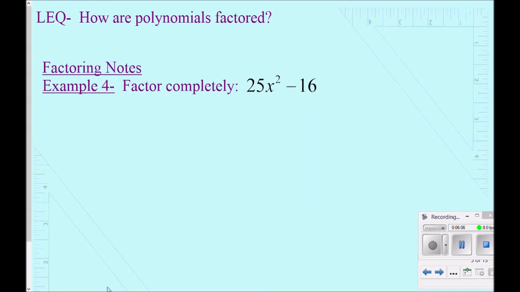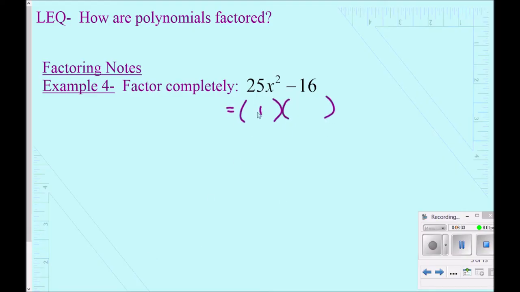Next example. So I check for GCF. I don't see one. I see two terms. So two terms means I don't need a generic rectangle or a diamond, but again, I'm going to check if the two terms are perfect squares because I see that minus sign. So 25 is a perfect square, x squared is also, and 16 is also. I can go right to the binomials.